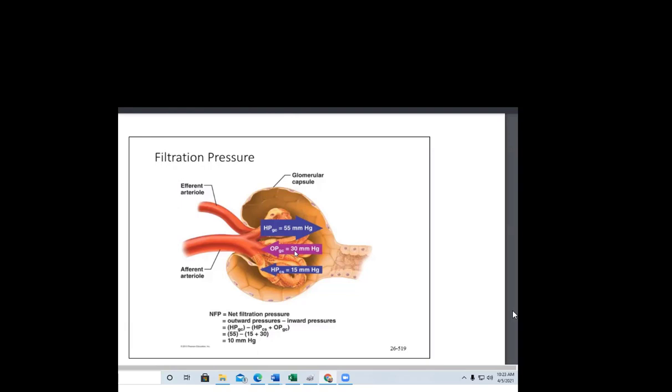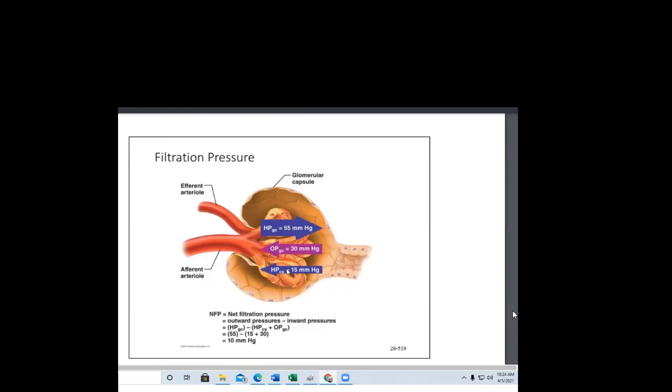But if I compare these, I can see I have 30 plus 15 millimeters of mercury in pressure going into the glomerulus, preventing filtration. So that's 45. And I have 55 millimeters of mercury pushing fluid out of the glomerulus. What's the difference? What's my net pressure? 45 acting in, 55 acting out? 10. So my net filtration pressure is 10 millimeters of mercury, promoting plasma being squeezed out of the glomerulus.